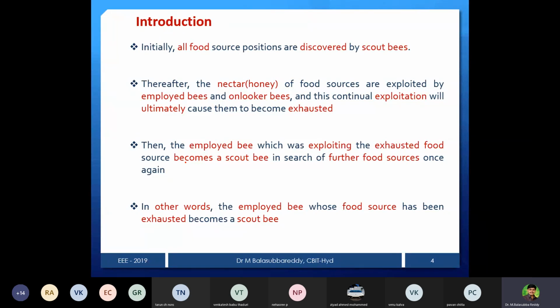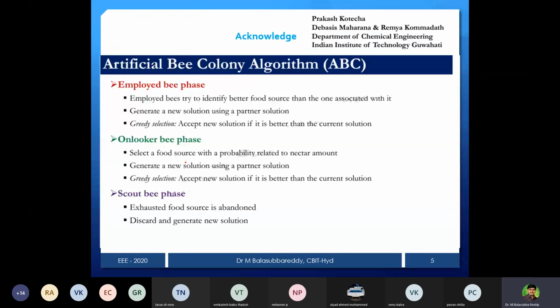In such further food source, once again scout bees will search for food sources. In other words, employed bees whose food source has been exhausted become scout bees. So once the food source is exploited, that bee itself will try to search for a new food source, and that bee we call a scout bee.